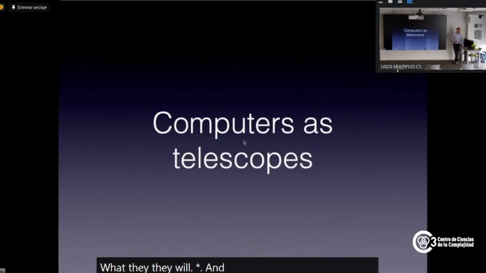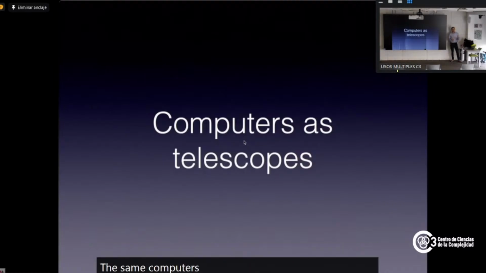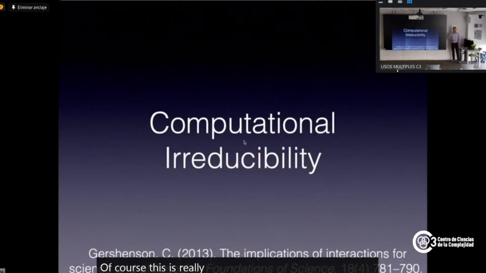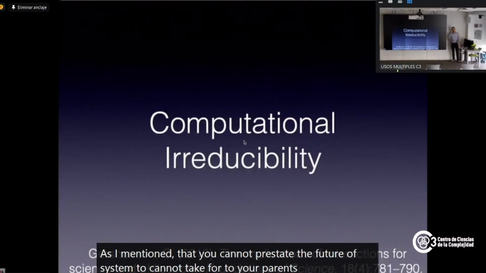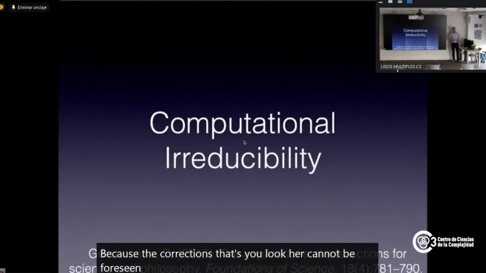And just like computers can serve as telescopes for complexity, the same computers have been useful to study social systems in a similar way as the rest of complex systems. And of course, this is related to computational predictability, as I mentioned: you cannot prestate the future of systems, so your predictability is limited because the interactions that will occur cannot be foreseen until they occur.